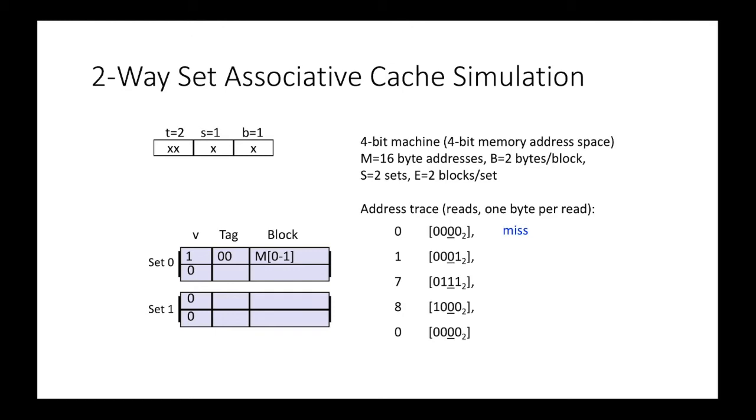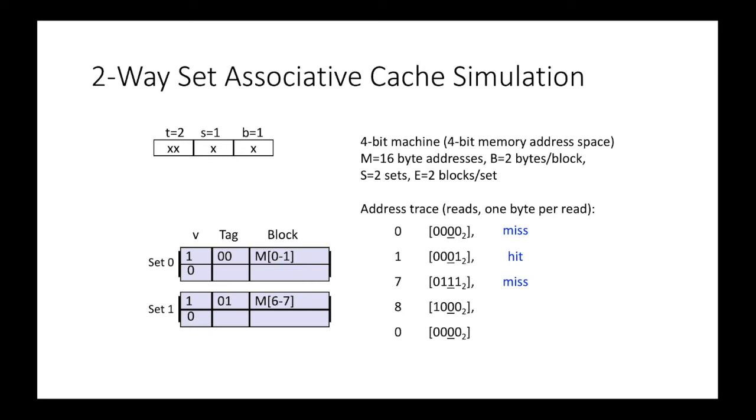The second memory address is 1, and the hardware performs the exact same thing, and it's a cache hit. Next, the memory address is 7, and it results in a miss, and a new cache line is loaded into the first cache line of set number 1. The exact same process happens as the memory address 0 that we did earlier. It was a cold miss.